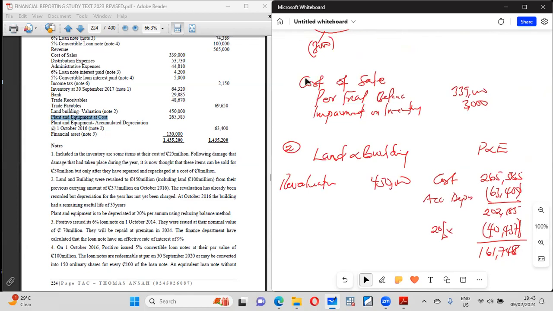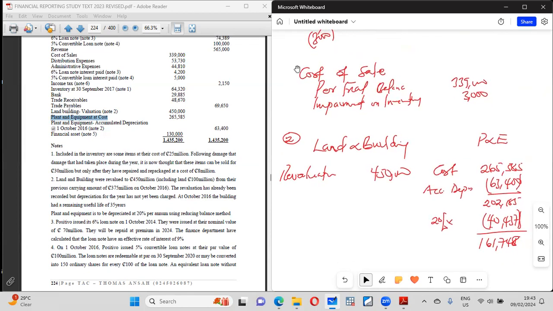Wow. Cost of sales has been too much. So I have depreciation on P&E, 40,437. What about the land?